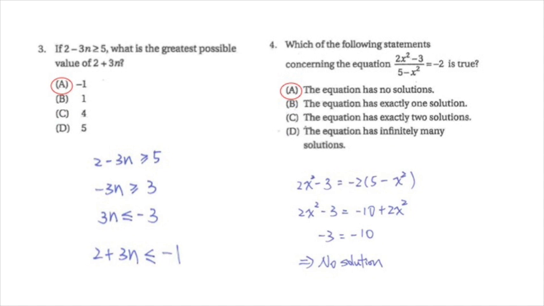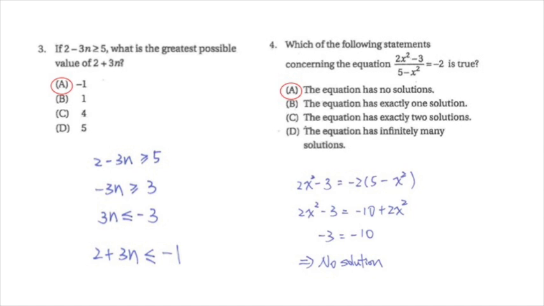Question 3 says if 2 minus 3n is bigger or equal to 5, we're asked to find the greatest possible value of 2 plus 3n. So 2 minus 3n is greater or equal to 5, that means negative 3n is greater or equal to 3. So 3n is then smaller or equal to negative 3. Note that when we multiply both sides of the inequality by a negative number, we need to switch the direction of the inequality sign. So 2 plus 3n is smaller or equal to negative 3 plus 2, which is negative 1. So the greatest possible value is negative 1.